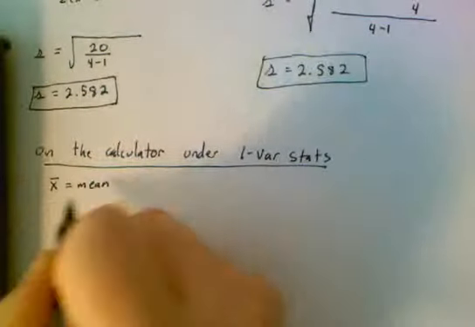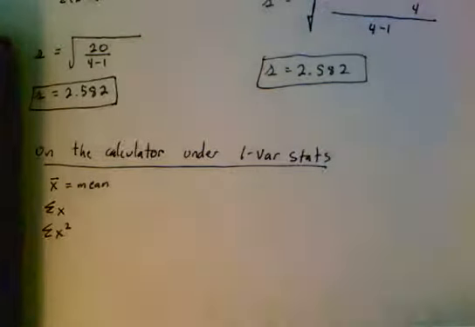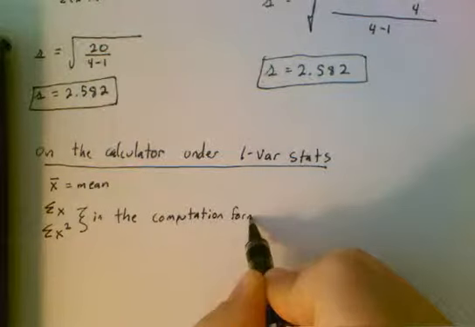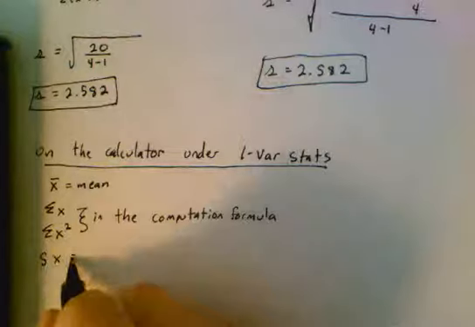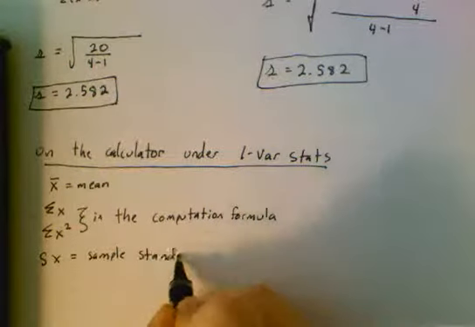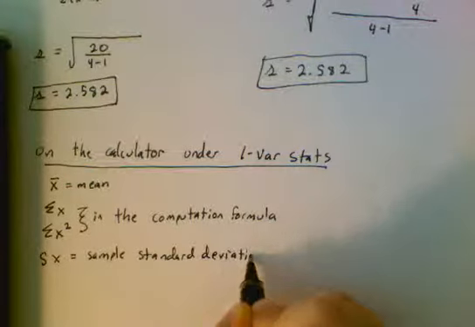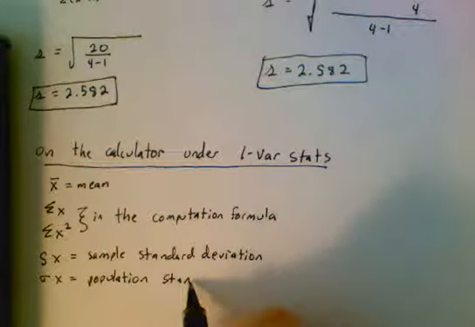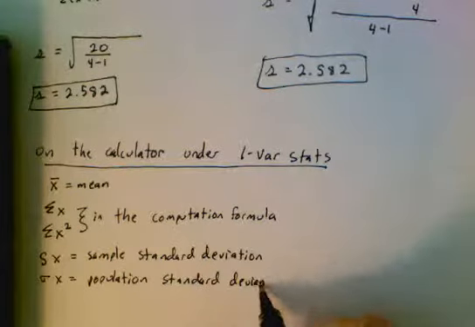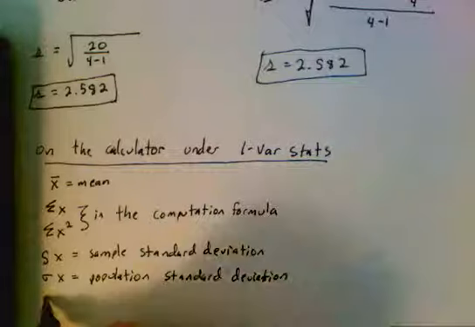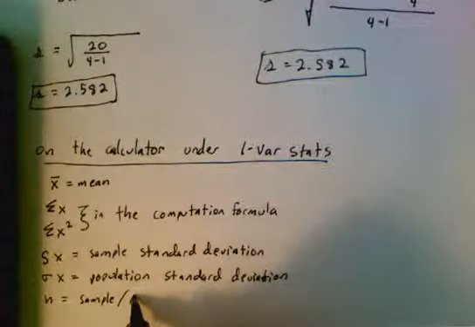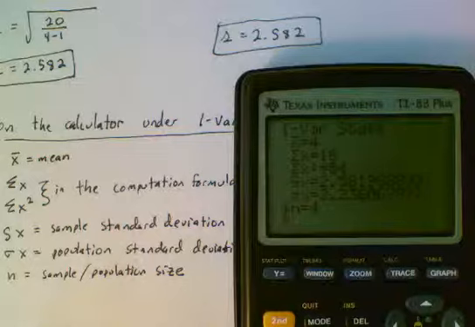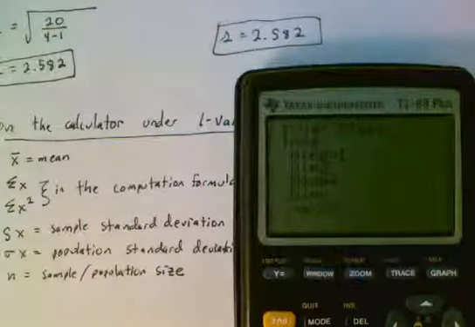X bar is the mean. Sum of x and sum of x squared are in the computation formula. S of x, sample standard deviation. Sigma x is the population standard deviation. N is the sample or population size. Right here, and then if you arrow down, you're going to see some other ones, minimum, Q1, median, Q3, and max.